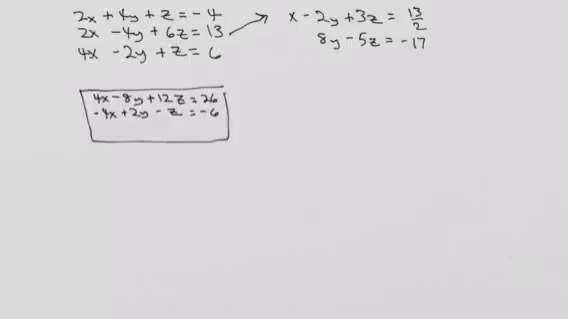When I put those two together, I get negative 6y plus 11z equals 20. I'm going to go ahead and write this equation as my third equation over here.